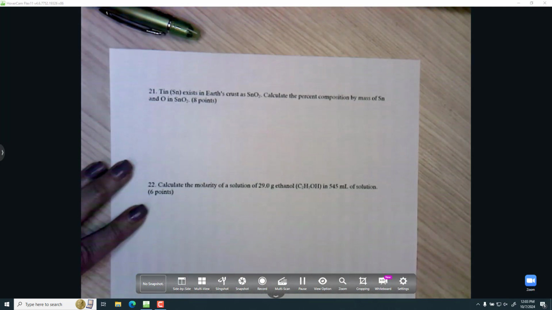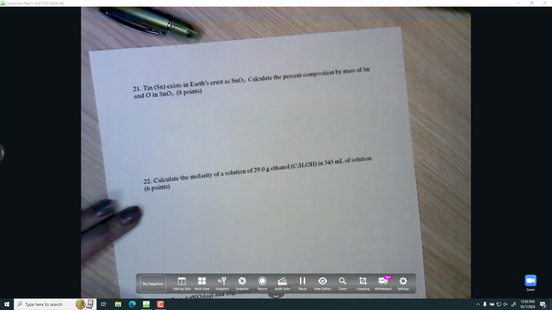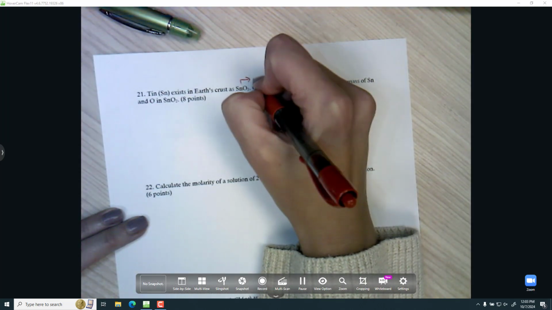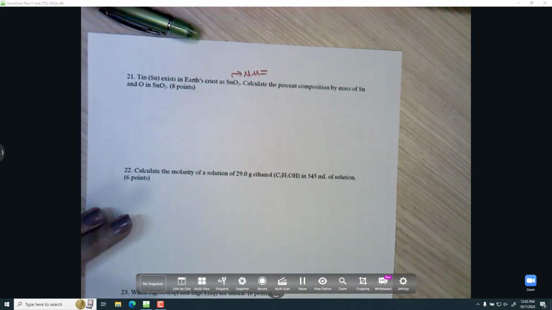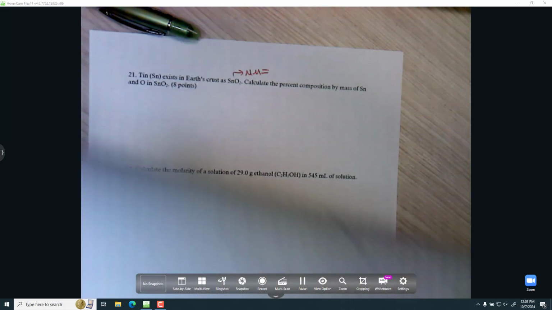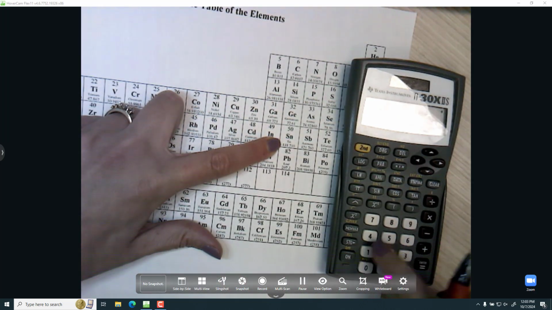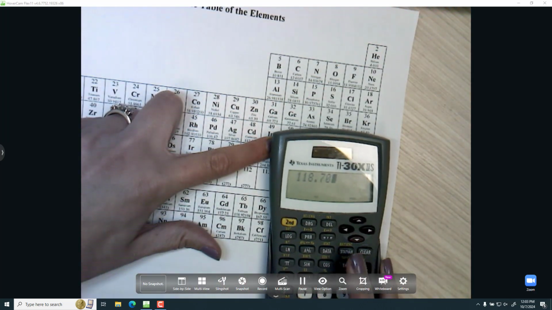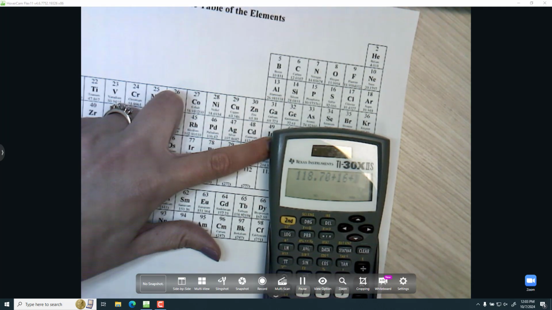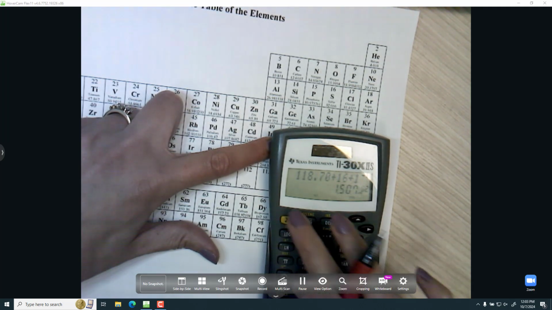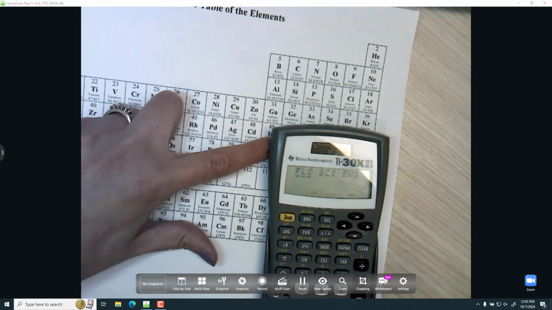All right, for percent composition, I'm going to first need the molar mass of the whole compound, the tin oxide. So I just need to pull out my periodic table. I see tin is 118.7. And then 2 oxygens, so 16 and 16. So 150.7 is the molar mass of the whole compound.